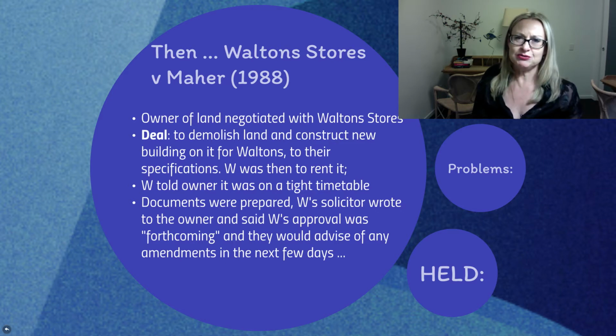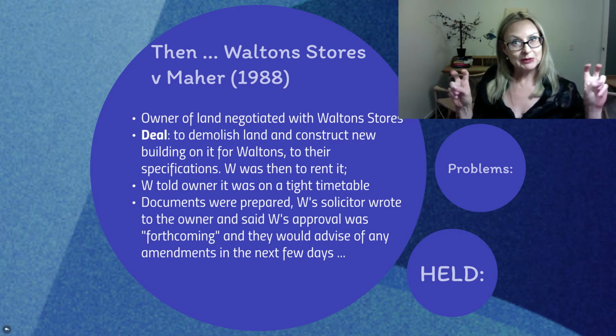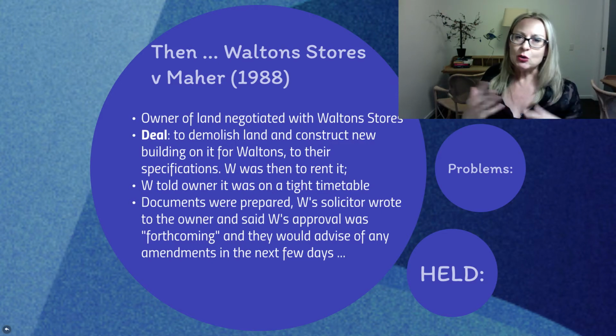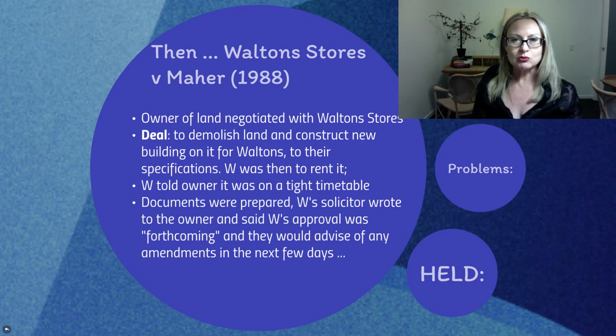it was negotiating to lease premises from Mr. Maher. Now, what Mr. Maher was going to have to do under this deal was to demolish and construct a new building on its land for Waltons. Okay, so there was an old building on the land. Mr. Maher had to knock that down, build a new building for Waltons Stores, a brand new department store, and it was going to be all specced up according to the way that Waltons wanted things to happen.